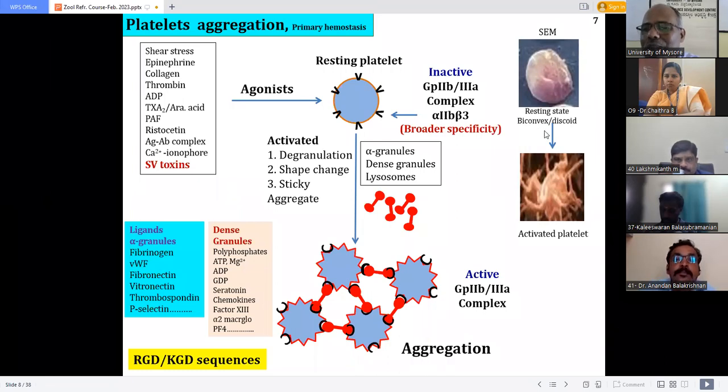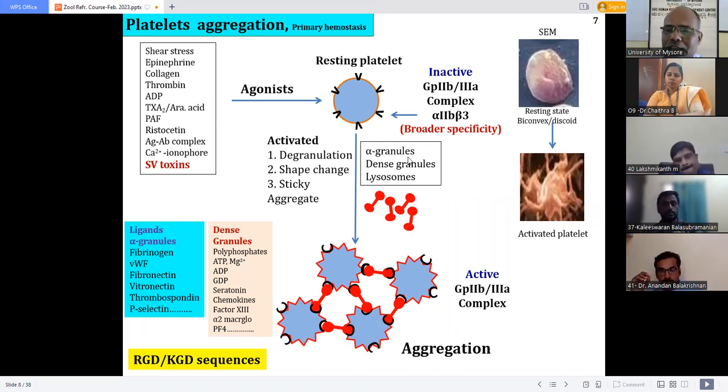When the platelets are activated, they change their shape like this. These are the activated platelets. See here, when platelets are activated, you see many changes. Activated platelets eventually undergo degranulation because platelets store many granules inside them. The granules are of three types: alpha granules, dense granules, and lysosomes.